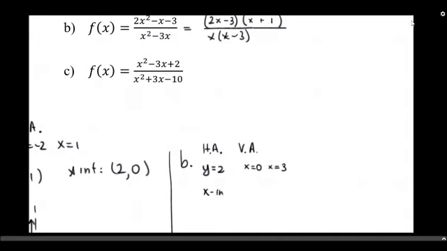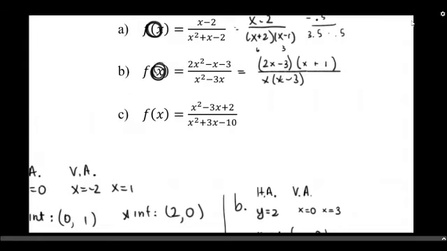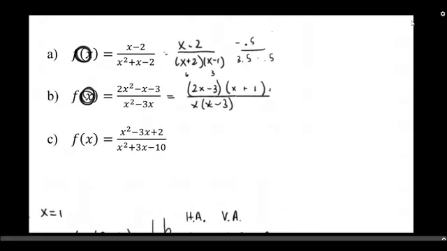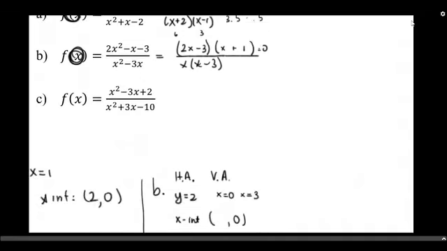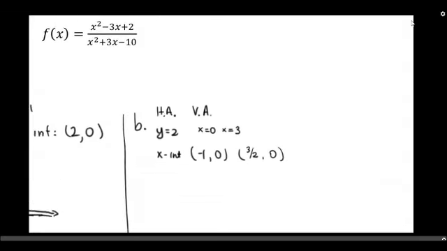X-intercept we can find by letting the y equal 0, which is just f of x equals 0, and a fraction only equals 0 when the numerator equals 0. So the numerator is going to equal 0 when x equals -1, and also when x equals 3/2, because we have these two factors right here. Gives us 2 zeros. Alright, we have what we need.